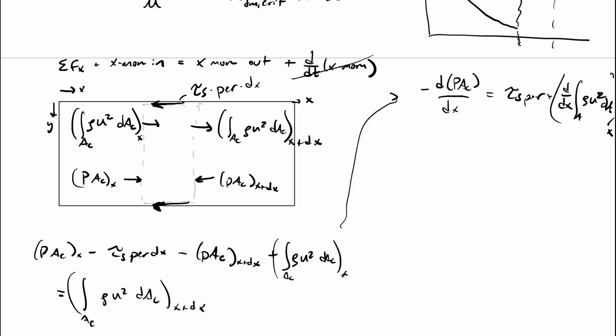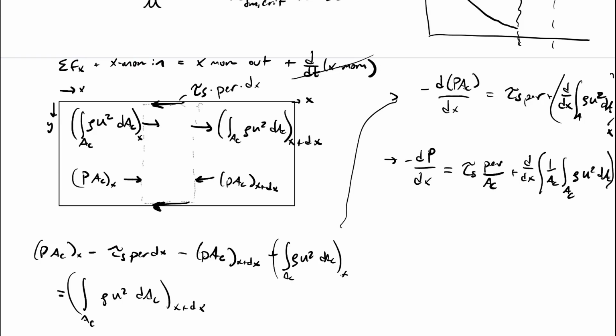So then we can rewrite this. This ends up being the following. It ends up being minus dP dx, right? We're trying to get this pressure gradient is equal to tau s times parameter over Ac plus d dx of 1 over Ac integral of Ac rho u squared dAc, which we already evaluated there. Okay, so it's a little sloppy. Let me move this over so you guys can see it.